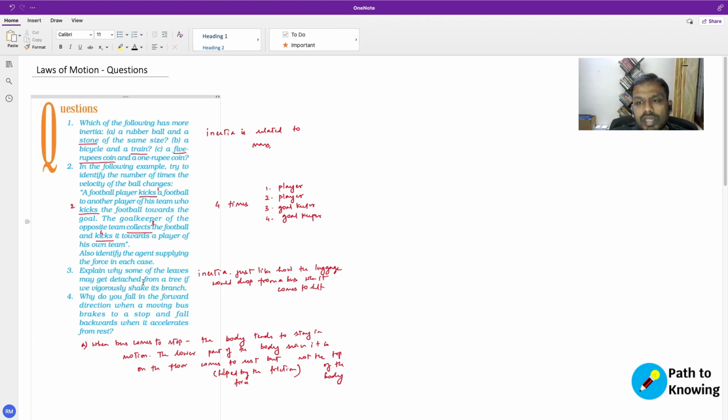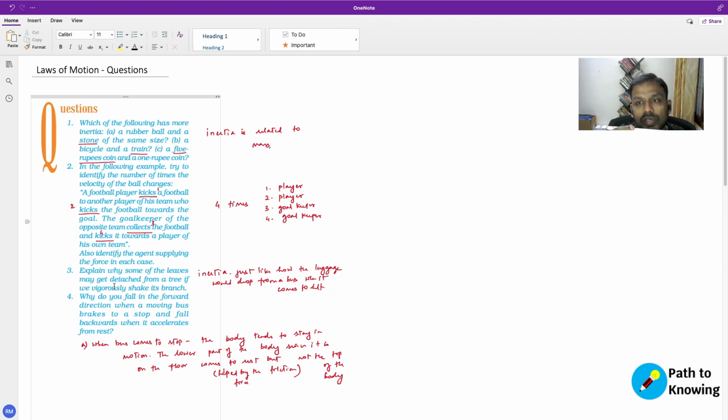Explain why some of the leaves may get detached from a tree if you vigorously shake its branch. Let's understand what happened. There is a branch and there are a bunch of leaves protruding from that branch. The branch is at rest and the leaves are also at rest. Now if you suddenly move the branch, the leaves that are attached, which have been at rest, based on Newton's first law, will tend to continue to be at rest.